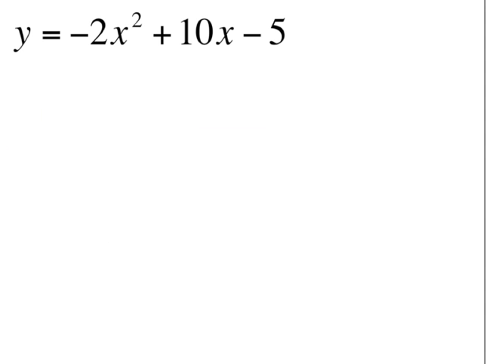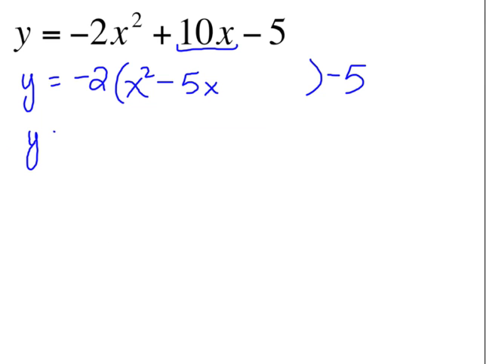Here I have y equals negative 2x squared plus 10x minus 5. I begin by factoring out the negative 2. I have x squared, and then I think, negative 2 times what would give me this? Oh, minus 5x.